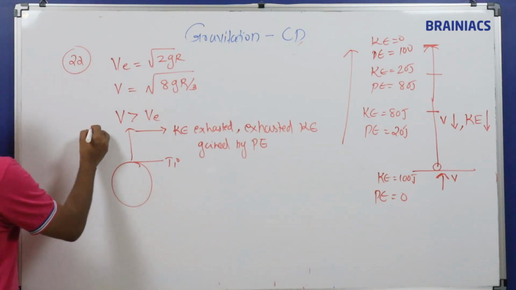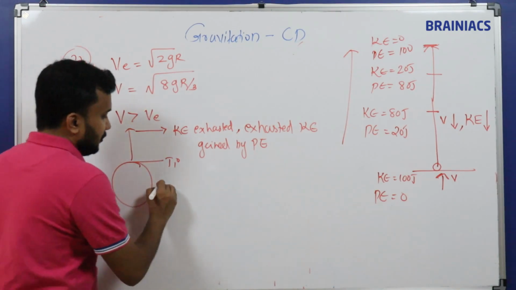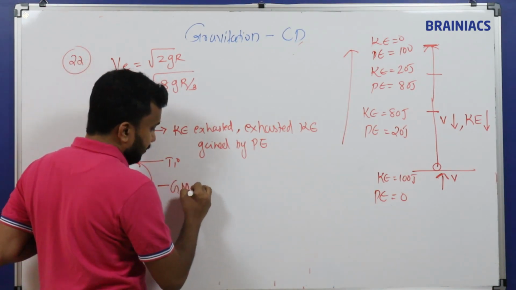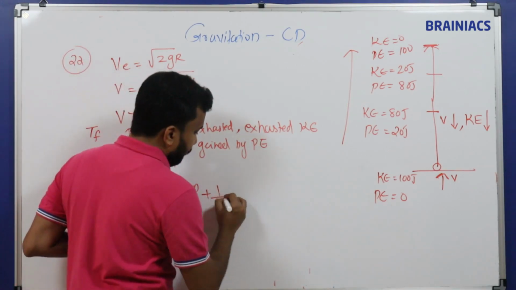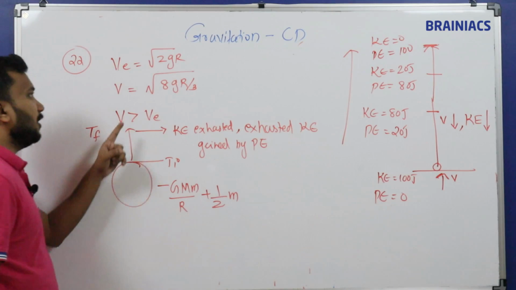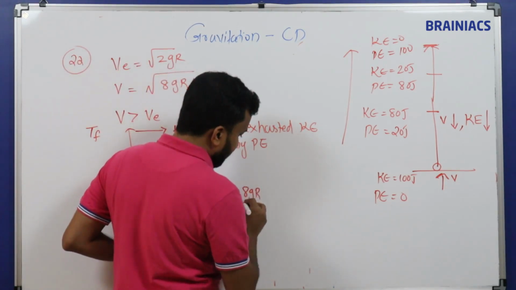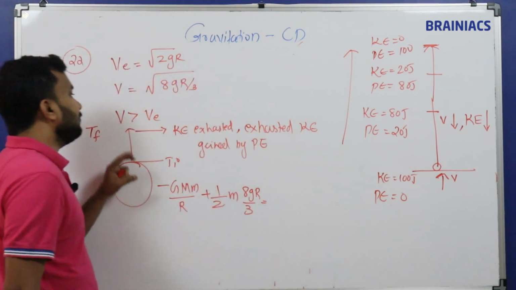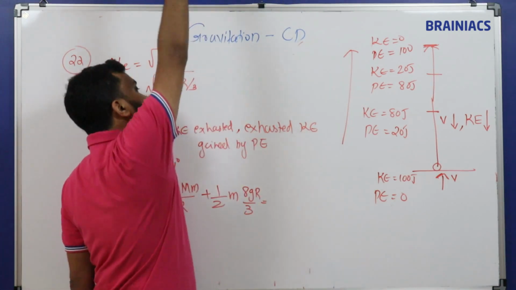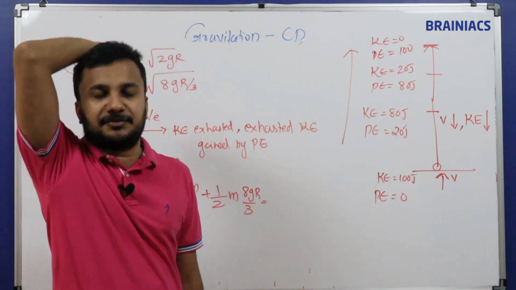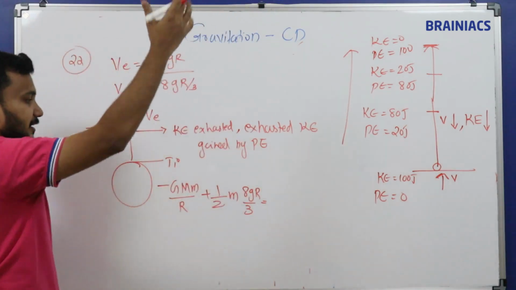So now I am taking this as my total energy at the final position. Total energy at the initial position is minus GMm divided by r at the earth's surface plus half m v square, where the velocity is root of 8gR by 3. This is equal to my final point, which is at a height away. So its height increases, and at some point kinetic energy is equal to 0 and the potential energy attains the maximum value.